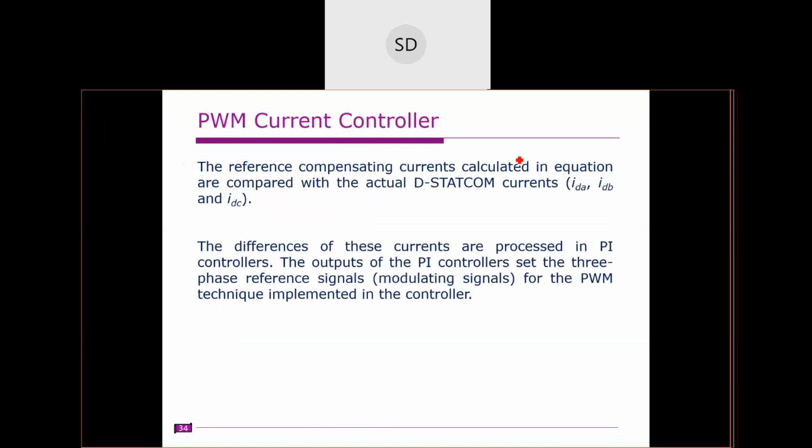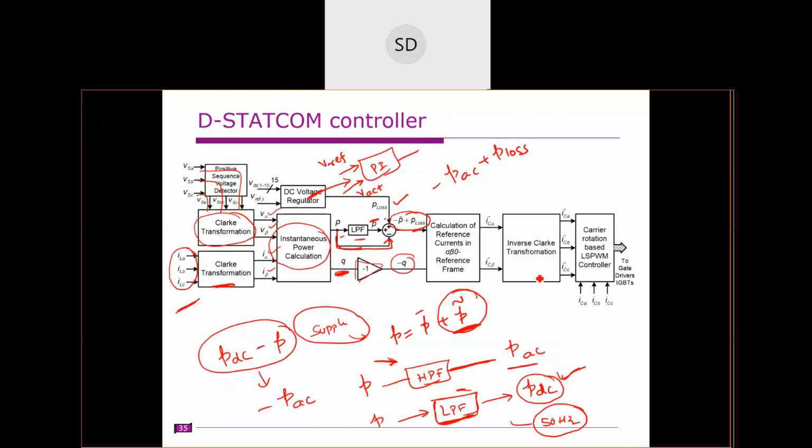Okay, yes, this loss component is added here, and Q. So this is the measured Q. By multiplying with -1, that gives you minus Q. So now you have PAC plus P loss. Or, instead of doing all this, you have this P, and by using a high pass filter you can generate this PAC component. After that, you just multiply with -1, and that gives you minus PAC. So there is no need to do all these things.